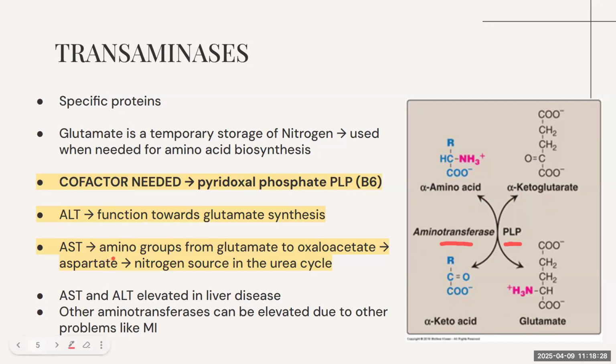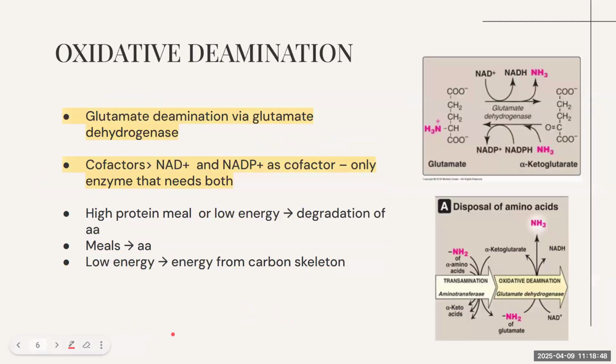AST, on the other hand, the amino groups from glutamate go to oxaloacetate, which forms aspartate, which is a nitrogen source in the urea cycle, okay? AST and ALT are elevated in liver disease. Other aminotransferases can be elevated due to other problems like myocardial infarction, which is heart attack. Now, oxidative deamination occurs with a specific enzyme called glutamate dehydrogenase.